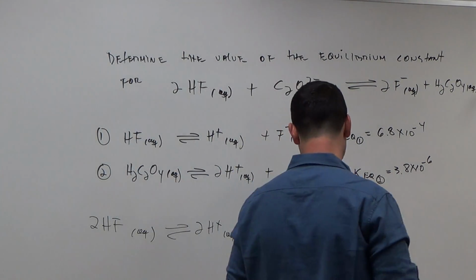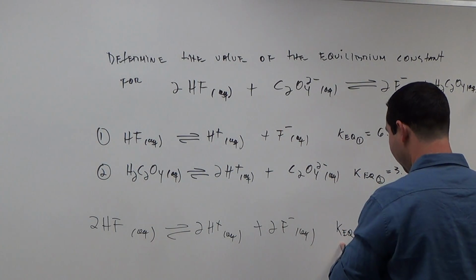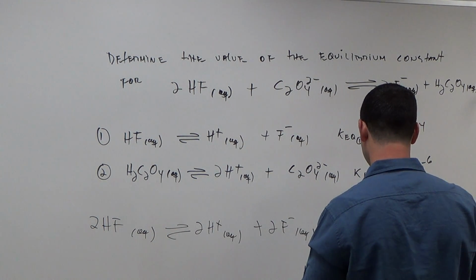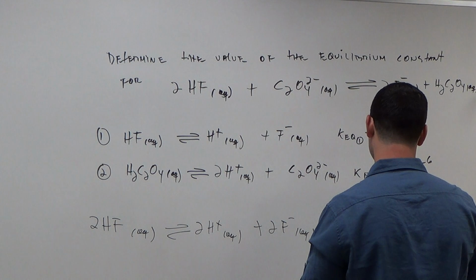So, the equilibrium constant, since I multiplied everything by 2, I am going to raise it to what power? Squared. Second power.